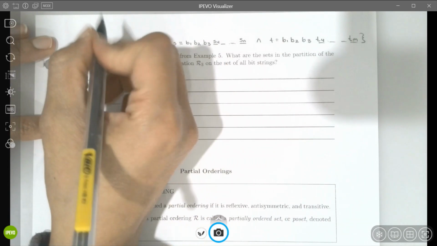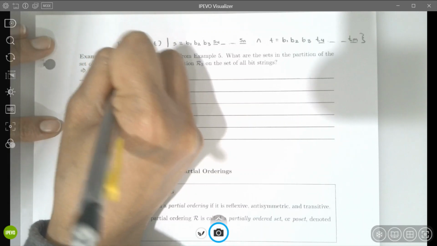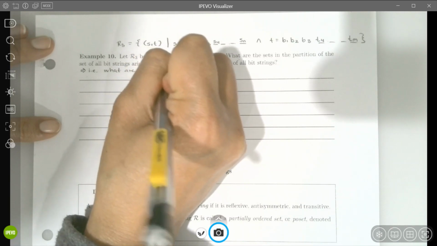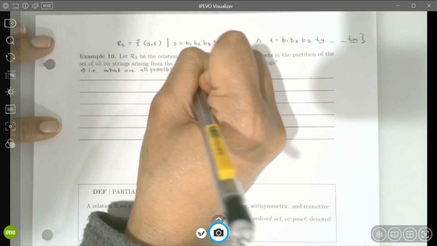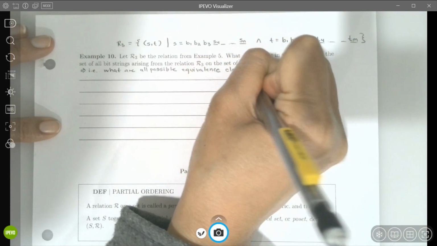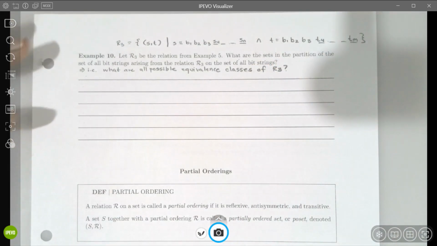Okay, so let me just write that here. I.e., what are the equivalence classes of R3? Now to determine that, well, let's think of how many different bit strings we can have of length 3, because ultimately that is going to define the type of pairs that we can create.